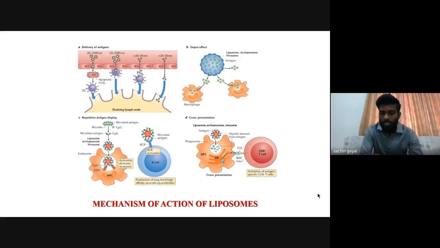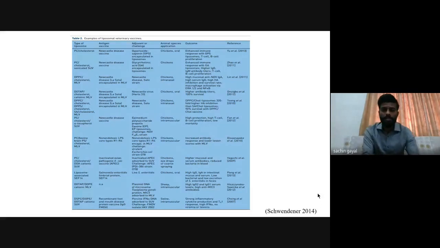And in the fourth stage, there is a formation of CD8 T cells, that is cytotoxic T cells, and it results in giving immunity to that animal. This is the chart regarding the vaccines which are used in poultry diseases, that is for the prevention of Newcastle disease. We use liposome adjuvanted vaccines, that is the inactivated vaccine which contains liposomes. These are the list of vaccines which we commonly use in Newcastle disease.